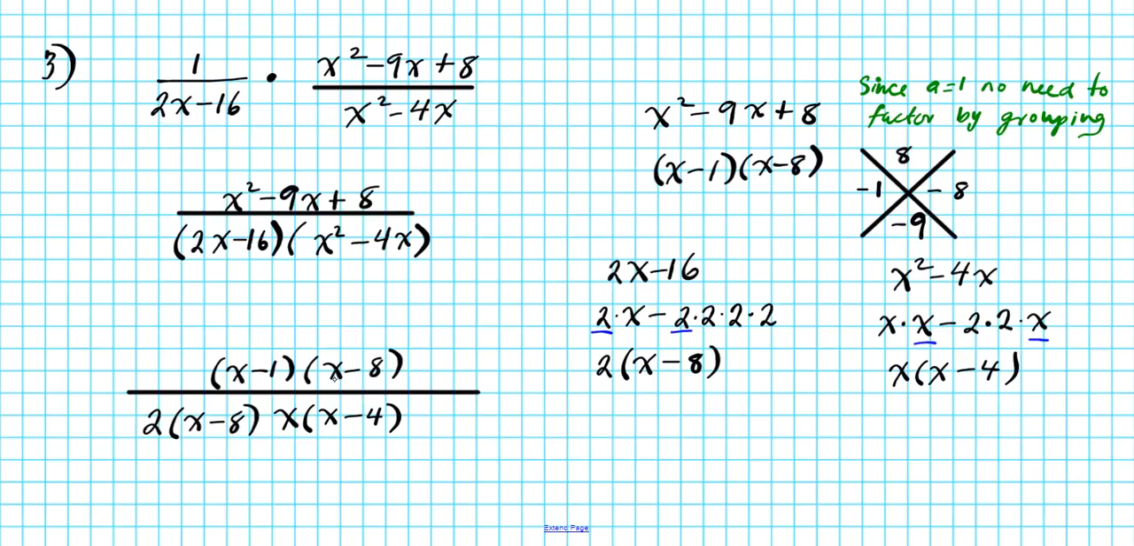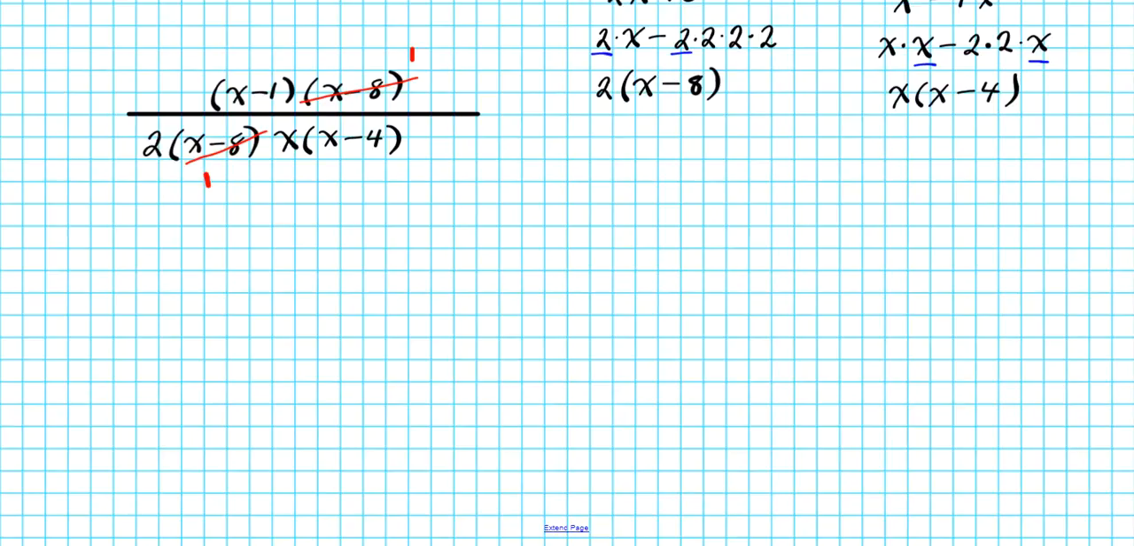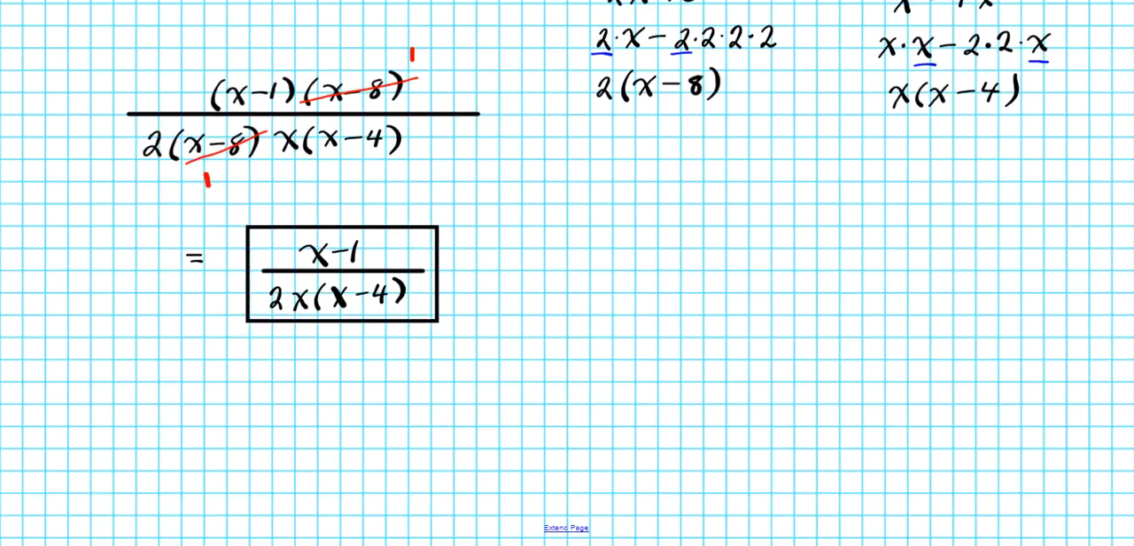Alright, so if you notice, we have x minus 8 here and x minus 8. Identical packages, so we can divide them out like that. And that gives us our final answer, which is x minus 1 in the numerator divided by 2x times the quantity x minus 4. So there goes your final result.